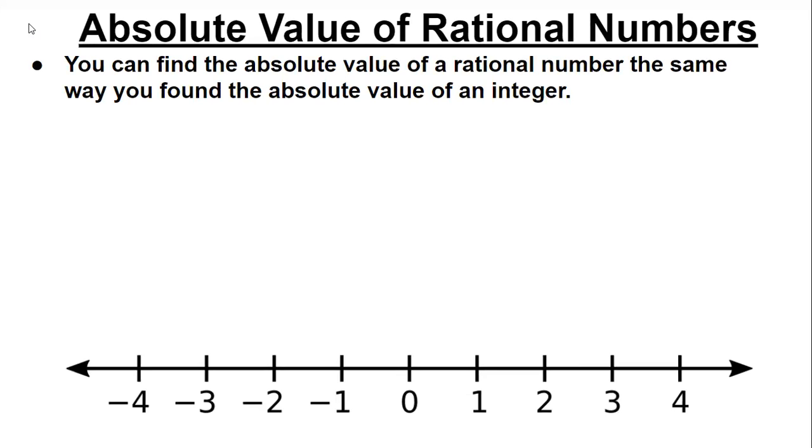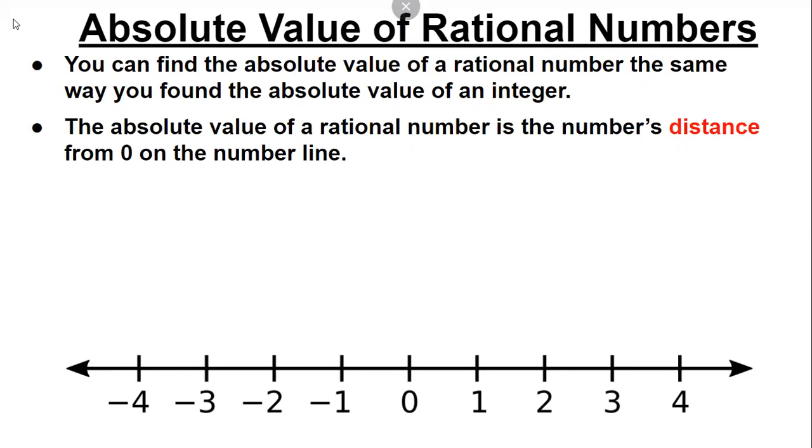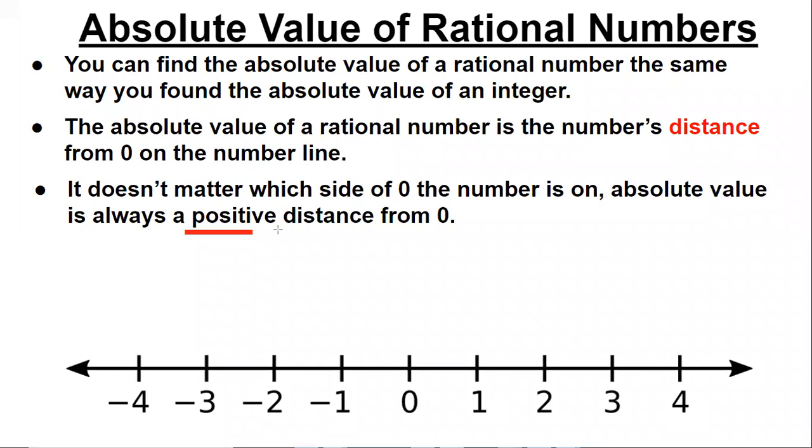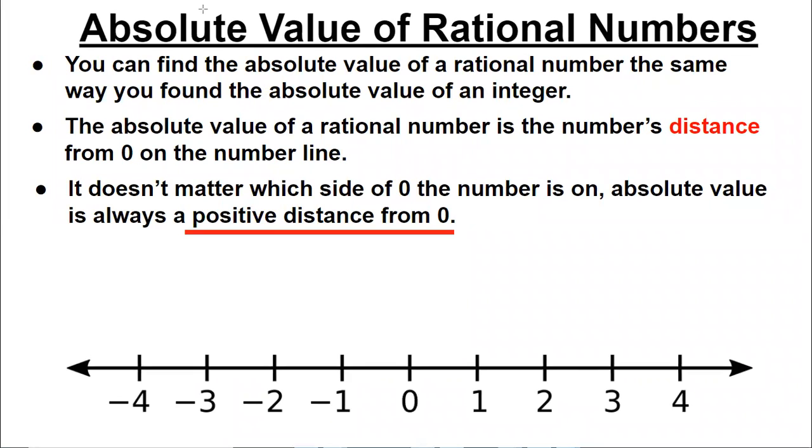It's always positive. You can find the absolute value of a rational number the same way you found the absolute value of an integer. The absolute value of a rational number is the number's distance from 0 on the number line. It doesn't matter which side of 0 the number is on, absolute value is always a positive distance from 0. Always and forever a positive distance from 0.